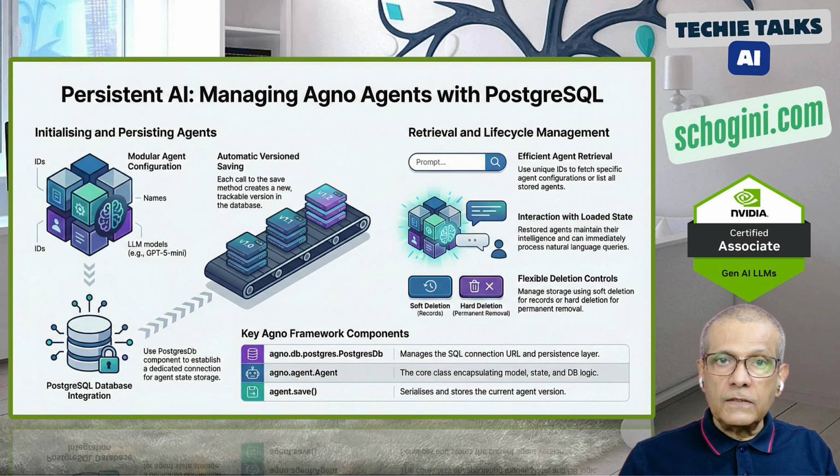The commented lines you saw, soft delete, hard delete, those aren't afterthoughts. They are signals that agent lifecycle management is becoming as important as model selection. So the next time someone asks, where does your AI live? You will know the answer. It lives in a database. It has versions and it can come back.